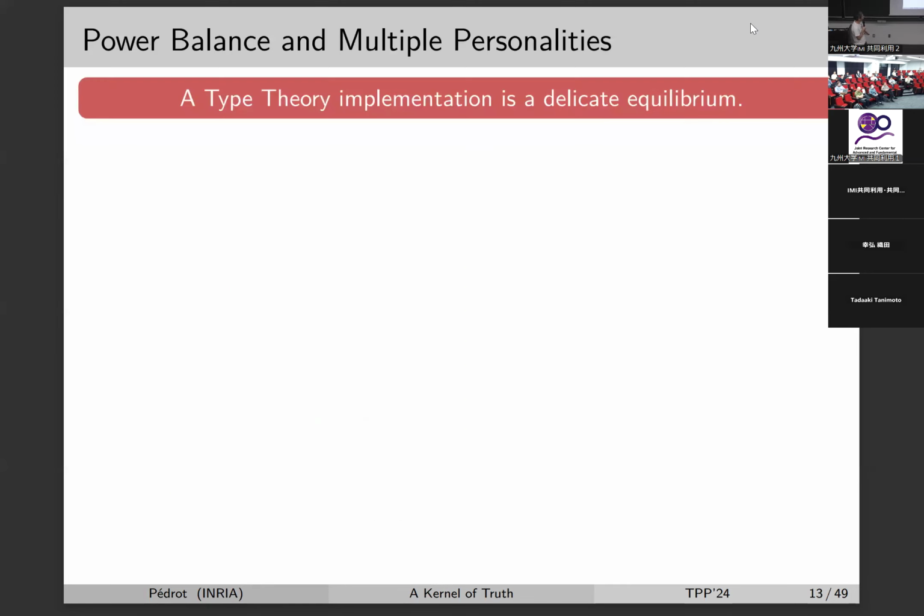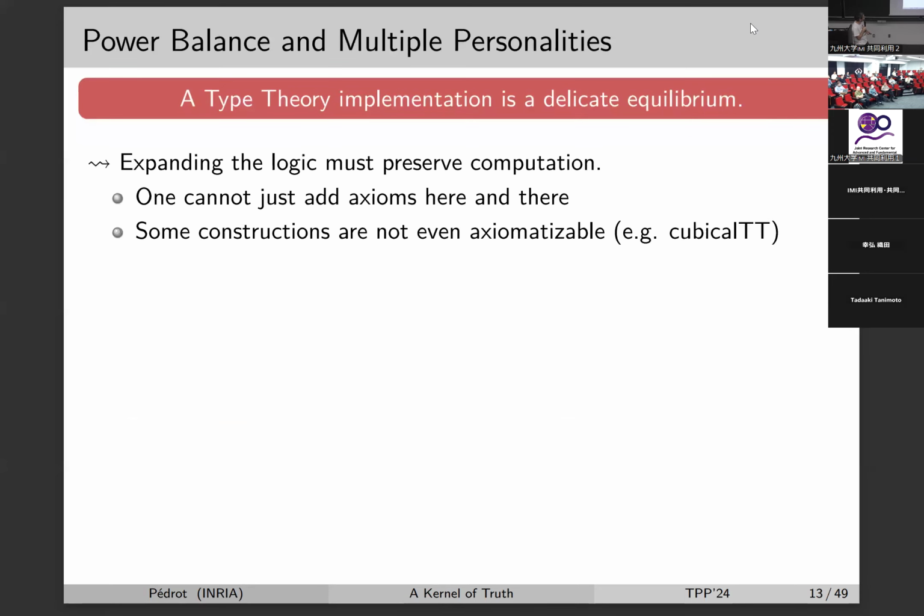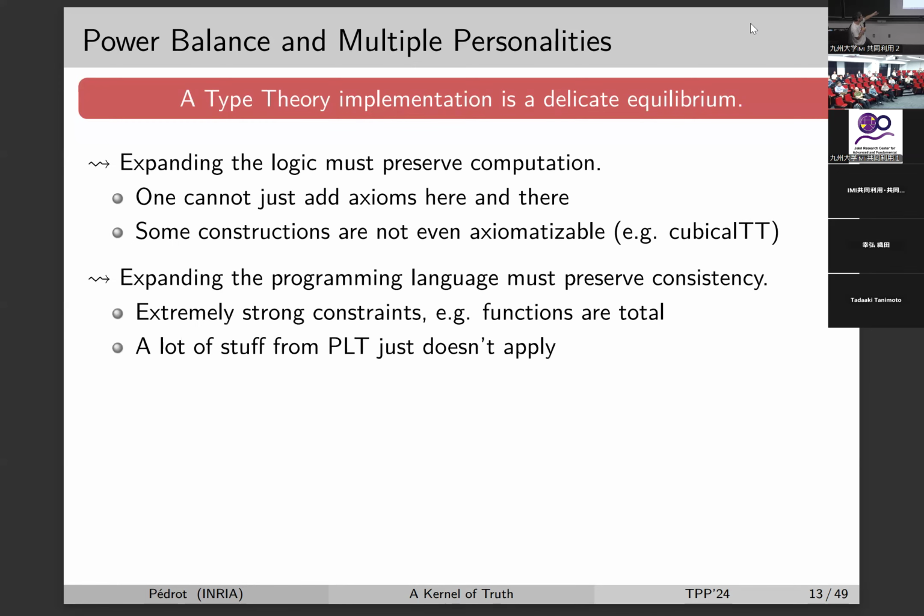And the worst part is that this is a triangle equilibrium. There are three persons implied in this triangle, and there are three edges to the triangle. If you want an extension of the logic, you must preserve computation. You have to be careful when you add axioms, and some things do not even compute properly if you cannot axiomatize them. If you add things to your computational constants, then you care about preserving the consistency of the theory for the logician. So there are a lot of constraints, which I'm going to come back to after that.